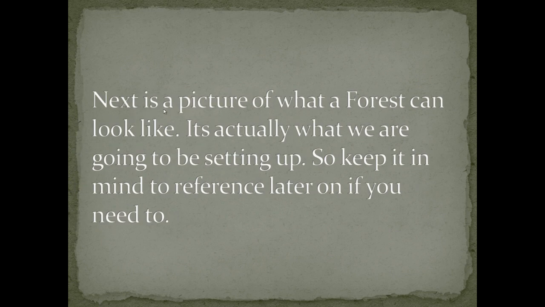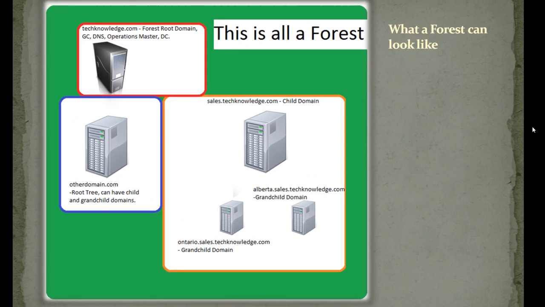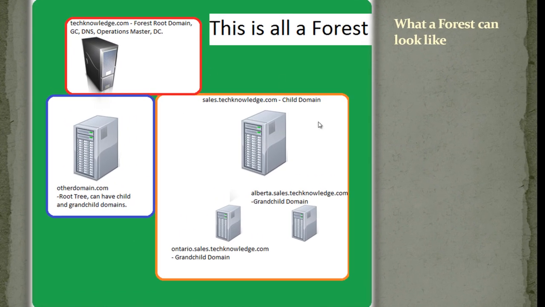Next I just have a picture of what our forest will look like. It's actually what we're going to be setting up, so keep it in mind to reference later on if you need to. So this is kind of what our forest could look like. Up here we've got our black box. I chose black because it's our forest root domain, the global catalog, the DNS server, the operations manager, the domain controller. It's everything here.